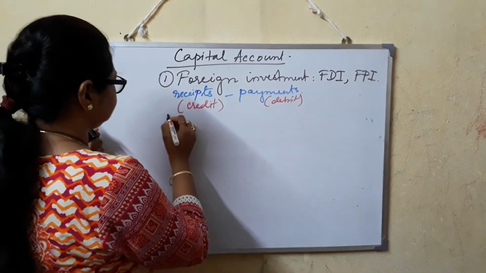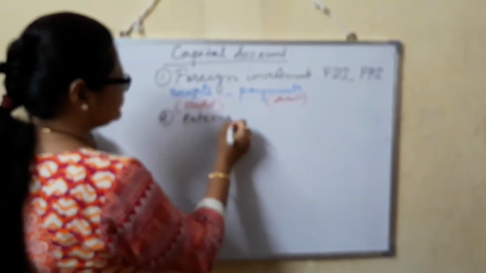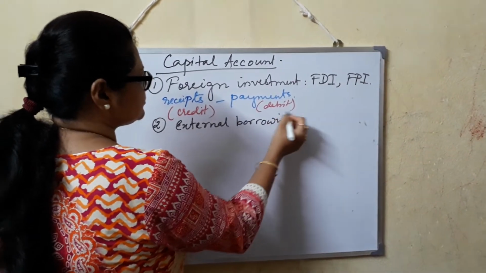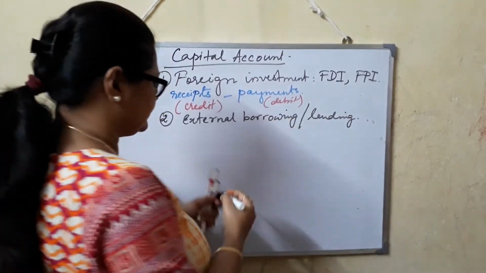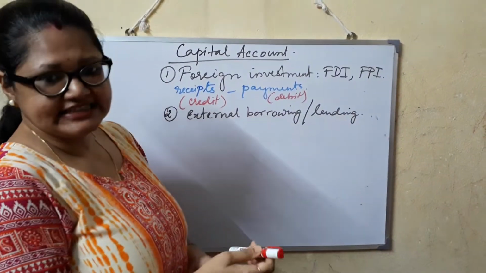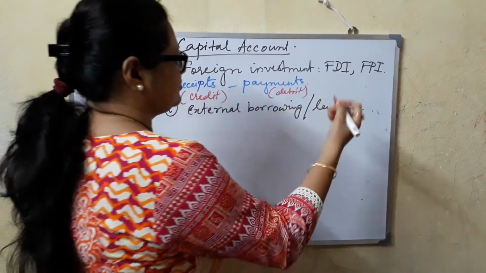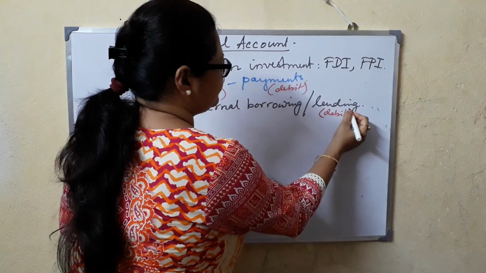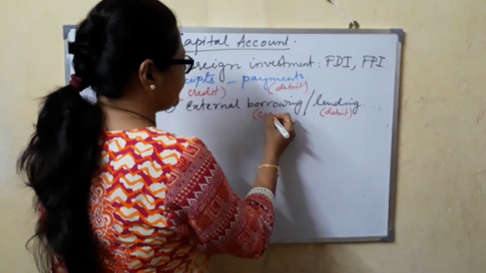The second component, external borrowing or lending. This is very simple to understand. When we are lending out, that means we are giving out. There is an outflow of foreign exchange. Outflow means debit. Inflow means credit.